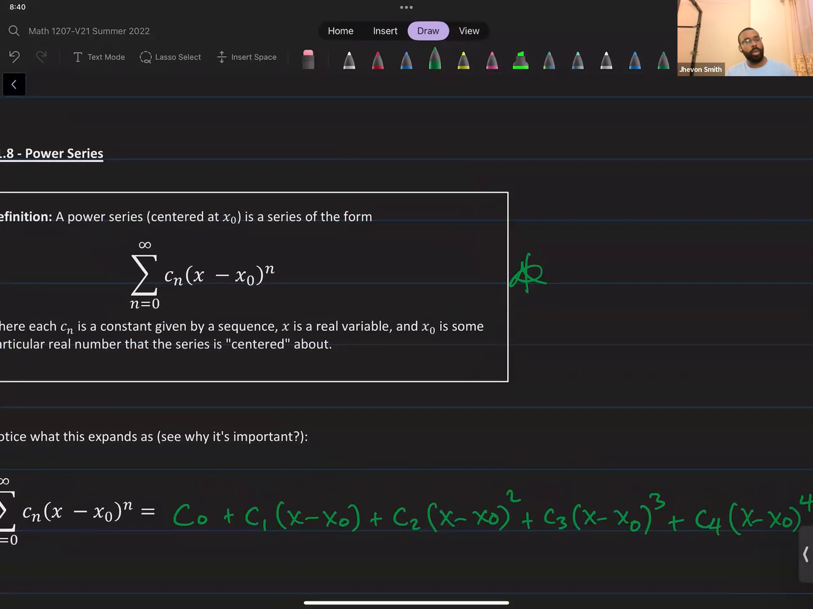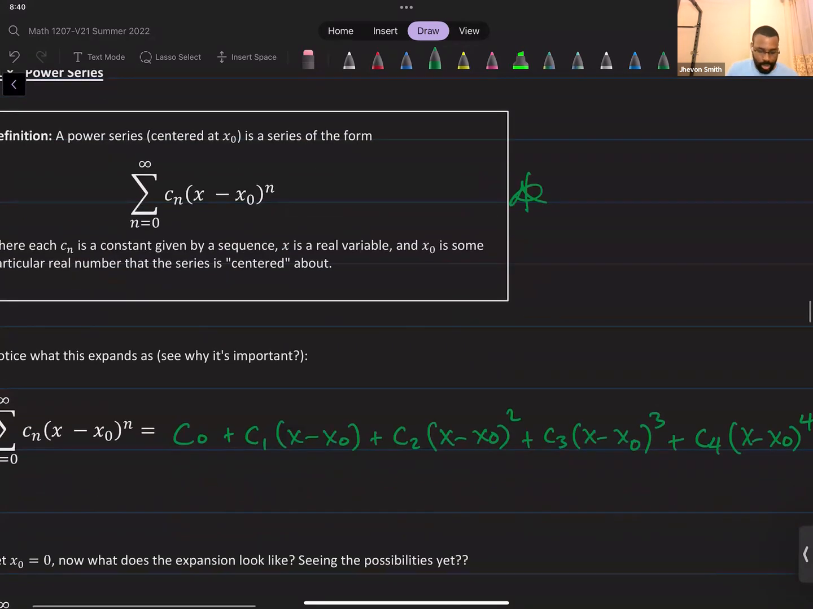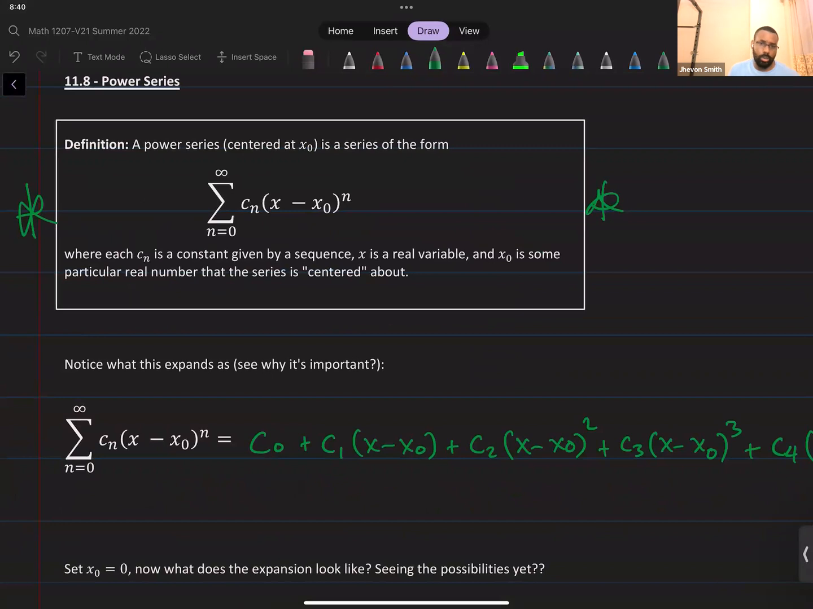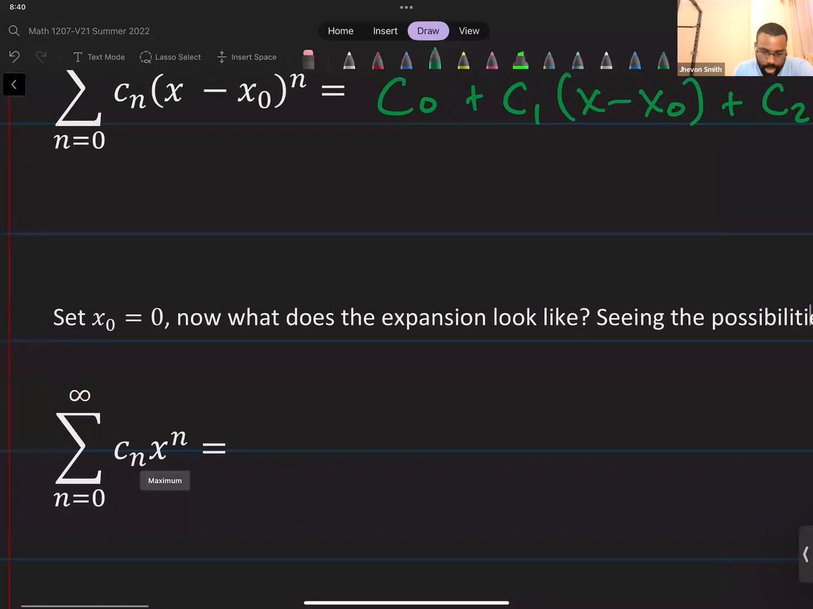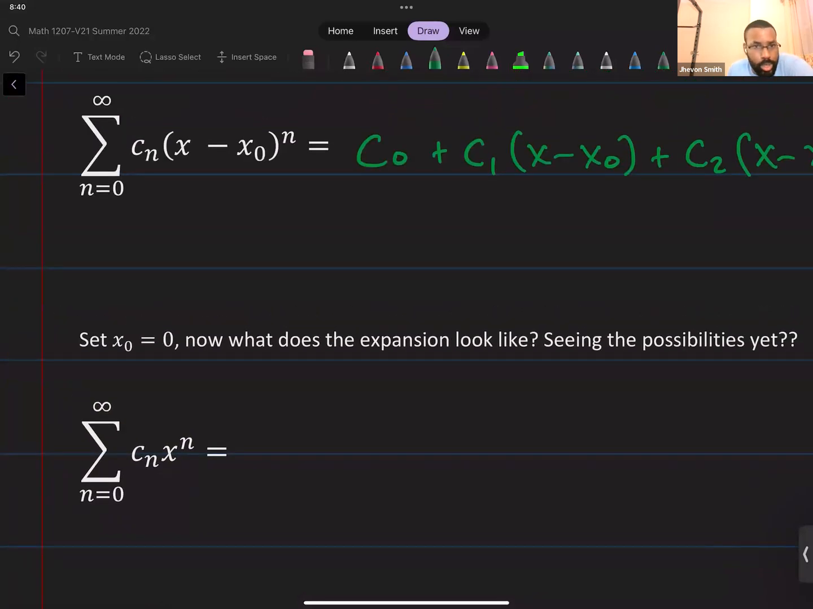You might not necessarily see what this reminds you of right off the bat, but it's very close to something that it should remind you of. So if I were to plug in x naught equals 0, what would that look like? Here's the series when I plug in x naught equals 0. It would look like Cn x to the n, and let me write out some terms here. When n equals 0, this looks like C0. When n equals 1, it's C1x. When n equals 2, C2x squared, C3x cubed, C4x to the fourth.